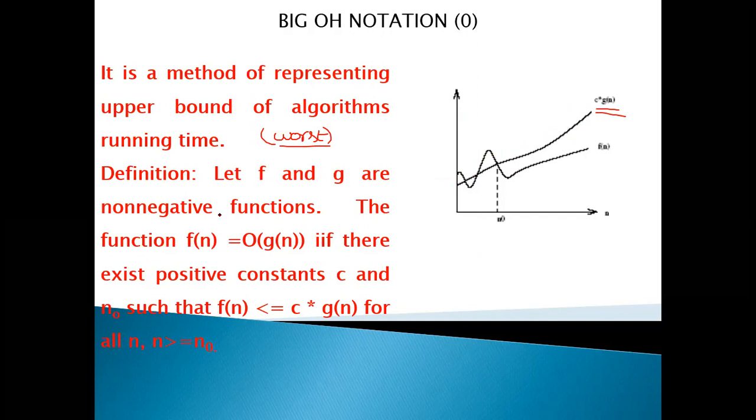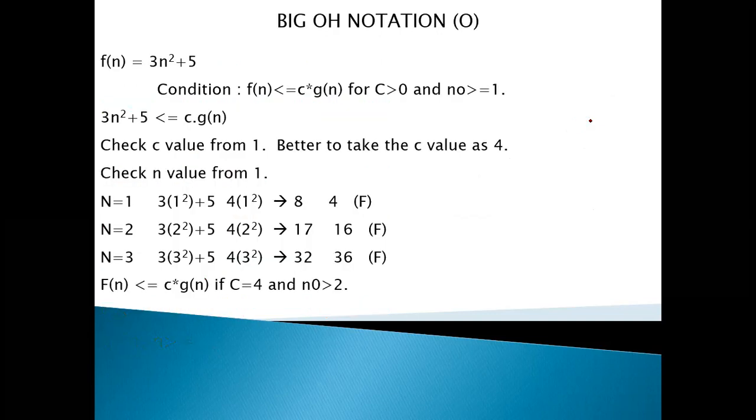So here f and g are two functions. f of n is equal to order of g of n only if f of n is less than or equal to c into g of n. So this is the output of the function. This is the maximum time to get the output. So this is the calculation part.